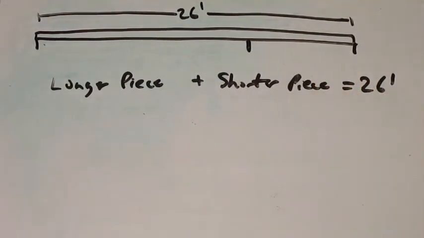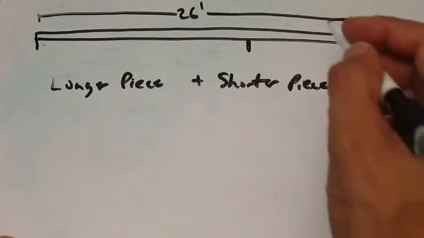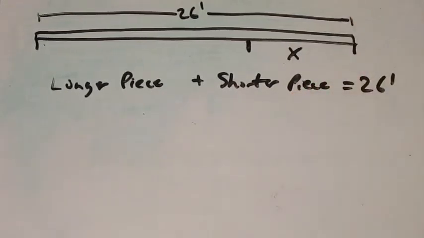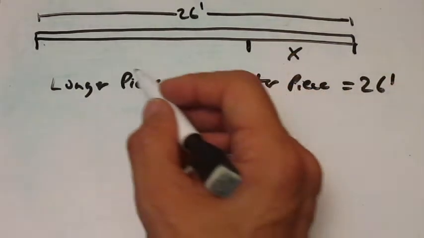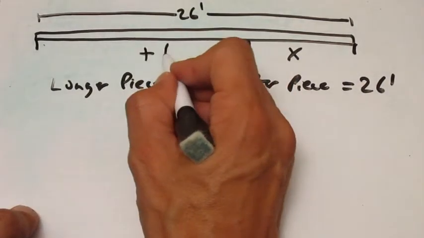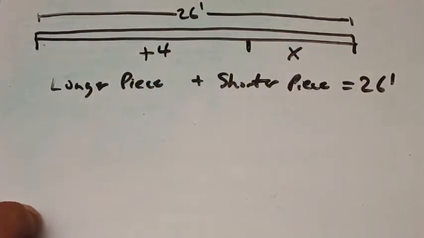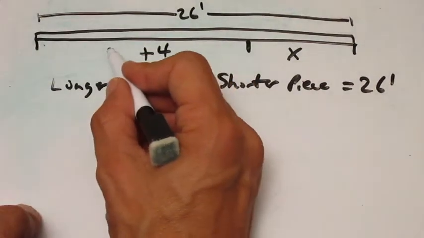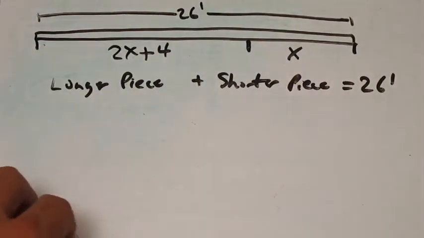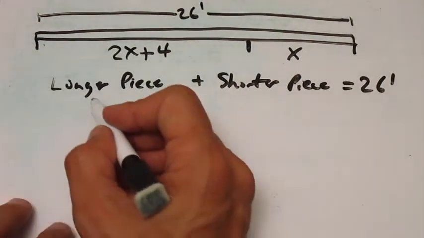The longer piece is defined in terms of the shorter piece. We don't know how long either piece is, but if we call the shorter piece x, then the longer piece is going to be 4 feet longer, that's plus 4, than twice the length of x. So now you've got 2 times x, and 2x plus 4. There's your longer piece: twice the length of the shorter piece plus 4 feet.